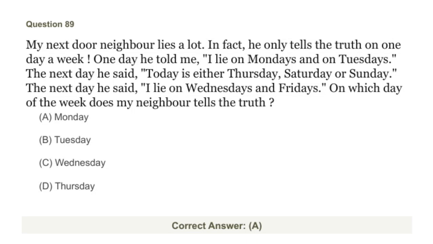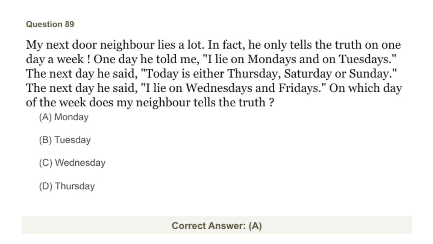All right, let's analyze this interesting puzzle. My next-door neighbor only tells the truth 1 day a week, which means on the other 6 days, he's lying. We need to figure out which day he actually tells the truth. First, he mentions that he lied on Mondays and Tuesdays. Then the next day he says, "Today is either Thursday, Saturday, or Sunday." The following day he states, "I lie on Wednesdays and Fridays." By examining these statements carefully, we want to find a day that fits all these clues consistently.